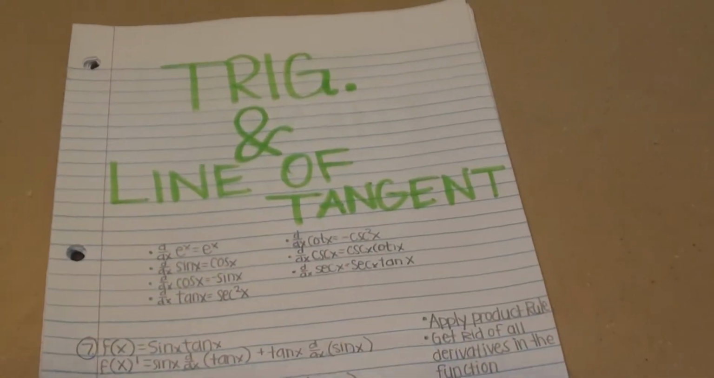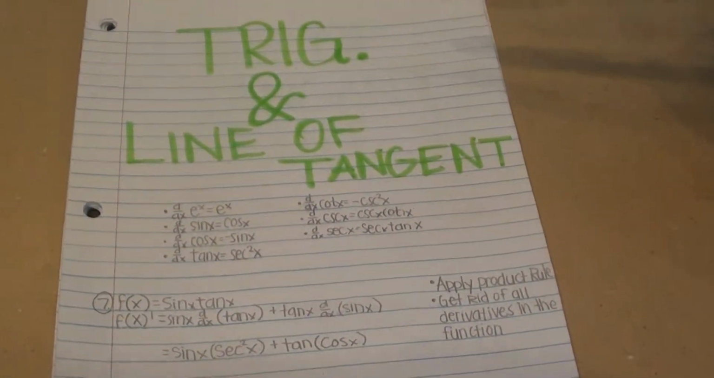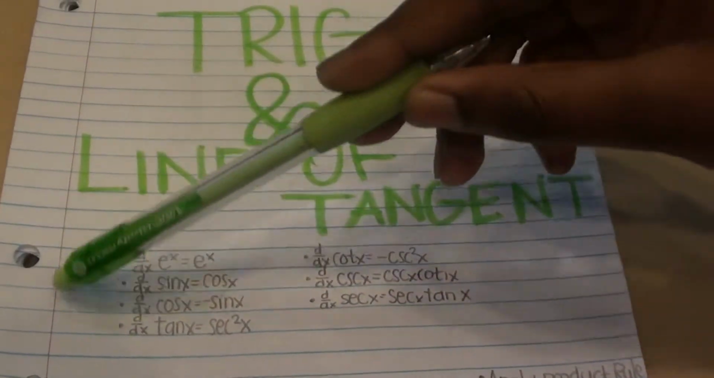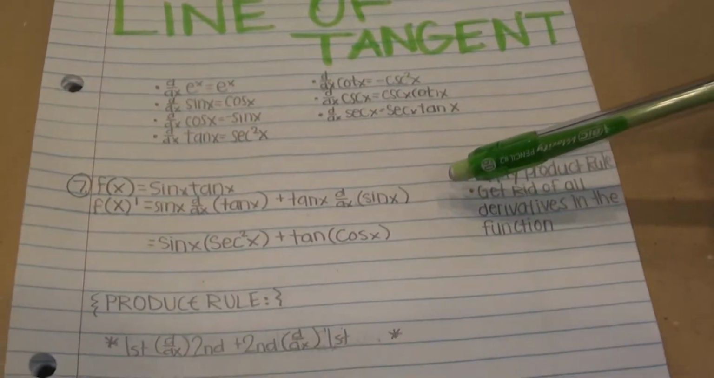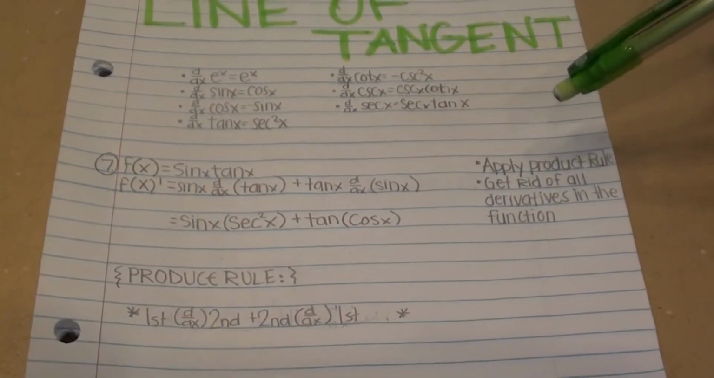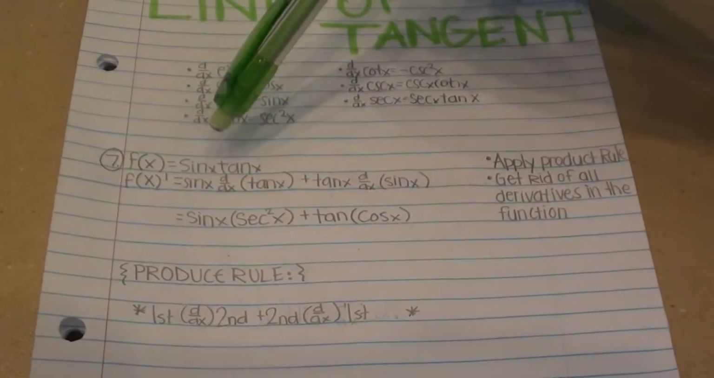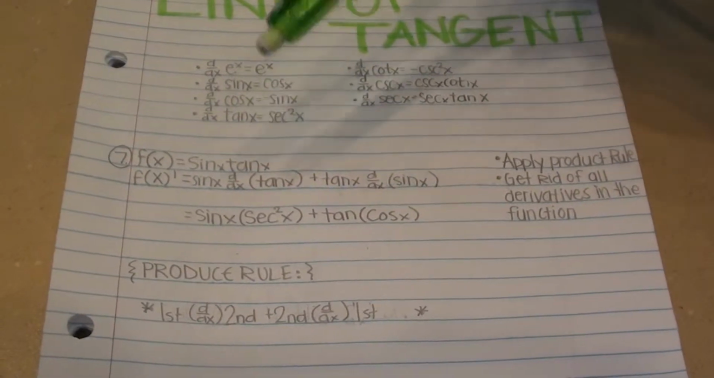So first I will be explaining trig functions and lines of tangent. So here are all the derivatives of trigonometric functions. And I will be using example 7 from the book, which is sine of x times tan of x.